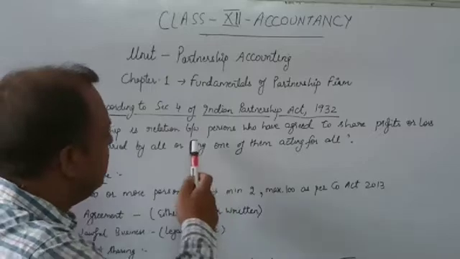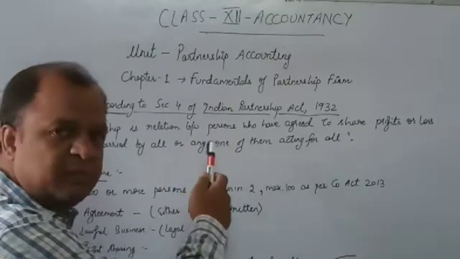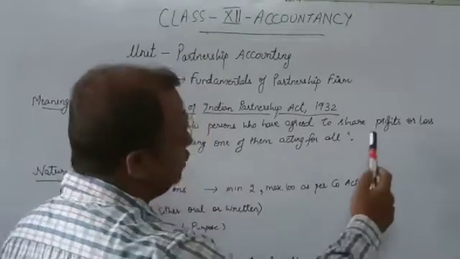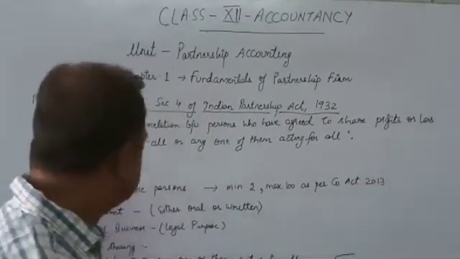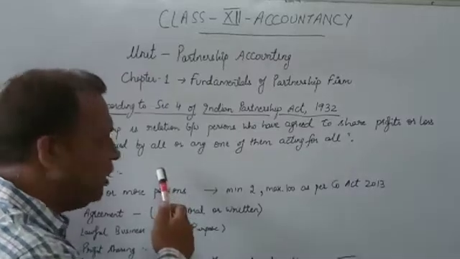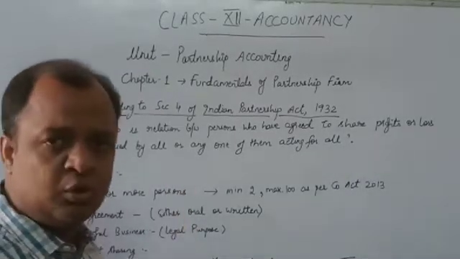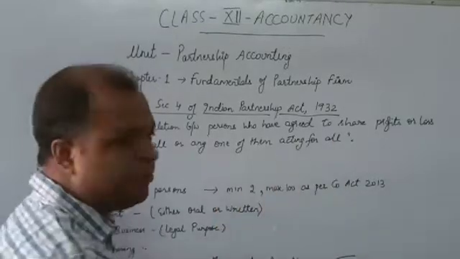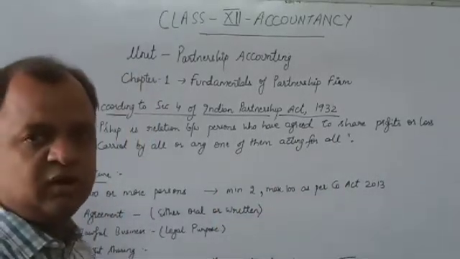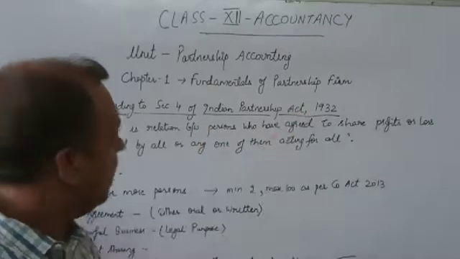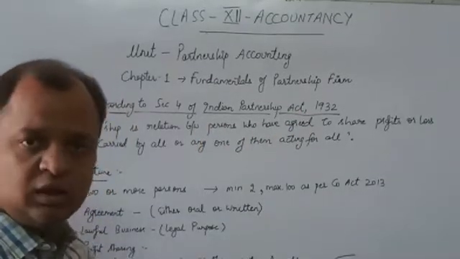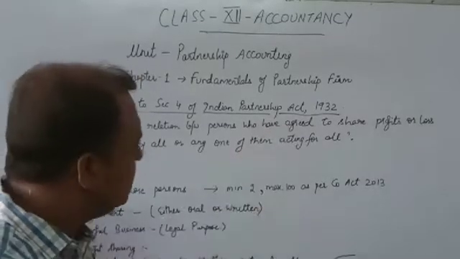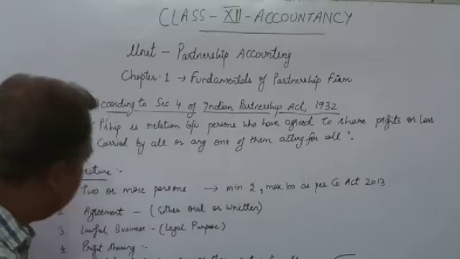It is a relation between two or more persons; minimum two persons are required to form a partnership business. They come together to share the profits or loss of the business, either carried by all of the partners, who may run the business all together, or by any one of the partners who is acting on behalf of the firm. This is one of the definitions defined under the Partnership Act 1932. Clear?